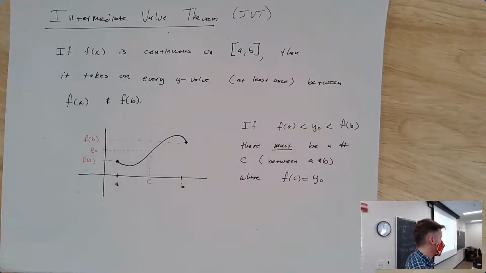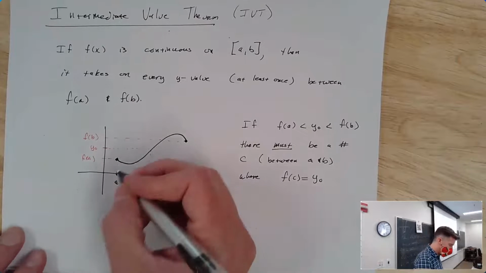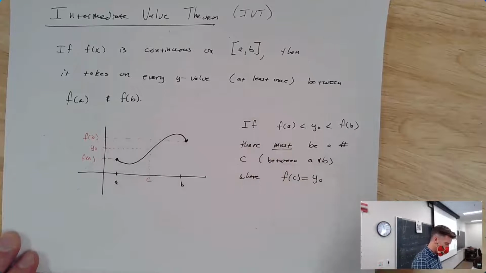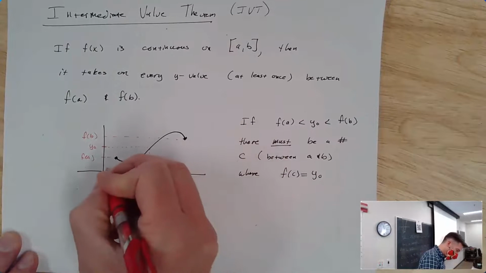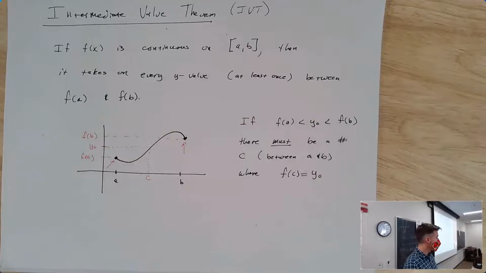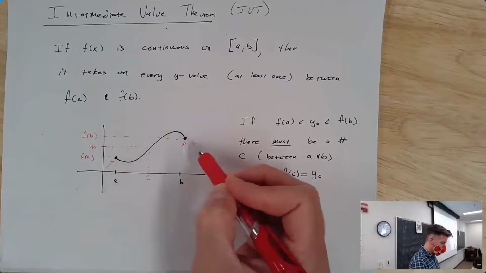That's all it says. You get every y value from here to here. And it has to be true, right? Because if you start here and you end there, look, right? We start there and we end there, and there's no breaks. I have to hit every y value between there and there.